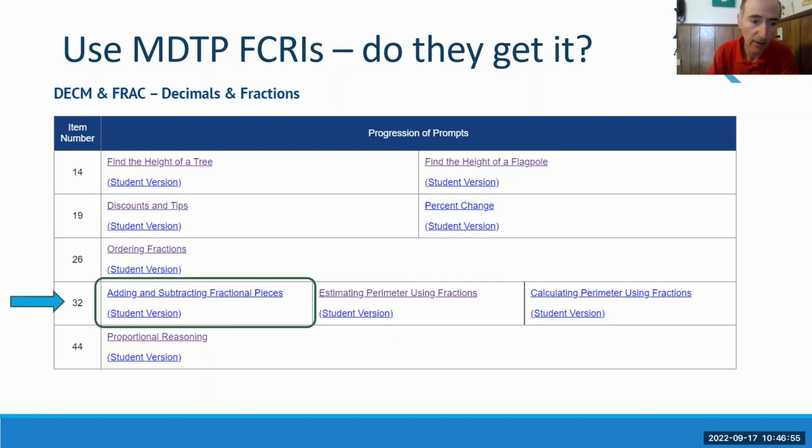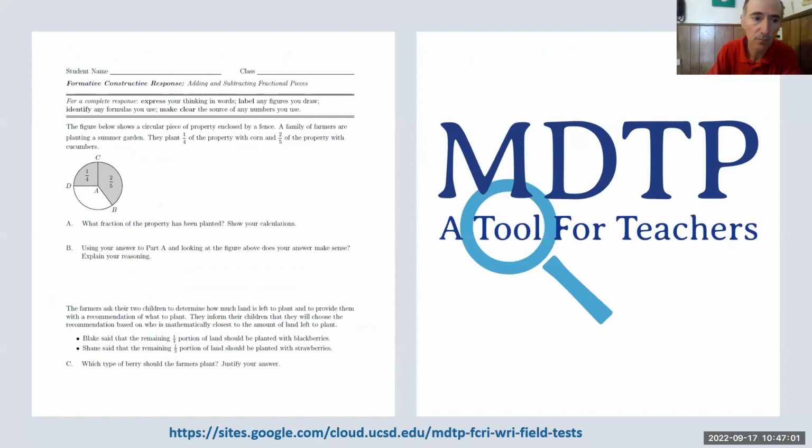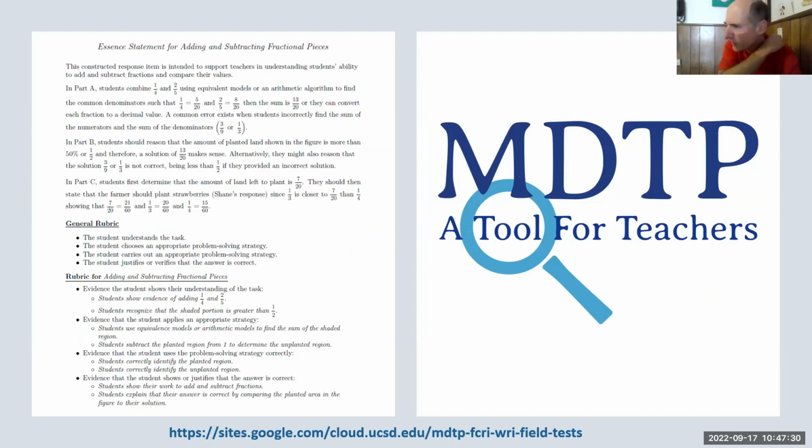In this case, you could look into questions about adding and subtracting fractions. Here's an example of such an item, which is a spin-off of the problem that we saw about the circle, where students need to explain how they are thinking about this, how they're doing the computations, and how much is left over after you add these two fractions. Just like for the written response test, you also have an essence statement and a rubric for scoring the item.